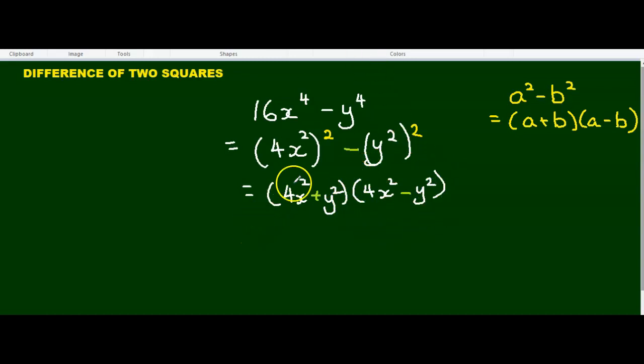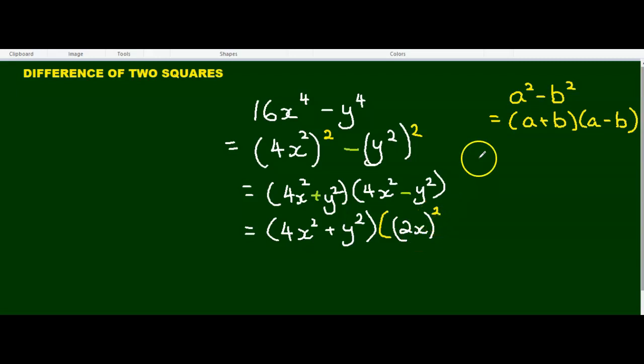So I'm going to write my 4x squared plus y squared. And then I am going to break this down again into (2x) squared, because 2 times 2 is 4, and x times x is x squared, minus y squared. Okay, do you see now that my 2x is my a, and my y is my b? So let's do our difference of two squares again.